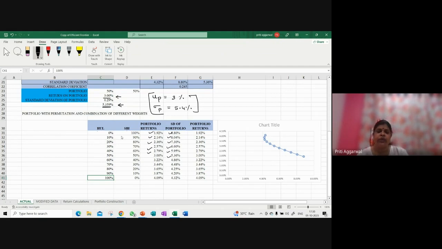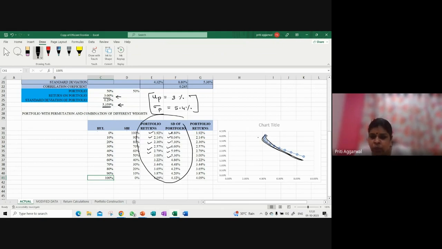A portfolio with 100% in SBI and 0% in HUL will give me 1.92% returns, and 8.8 will be the standard deviation. And when these numbers are plotted on a graph, this is how the graph will look, right? So this is my graph.